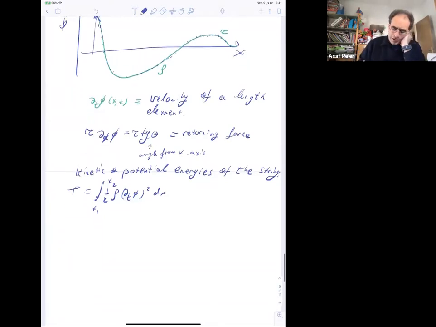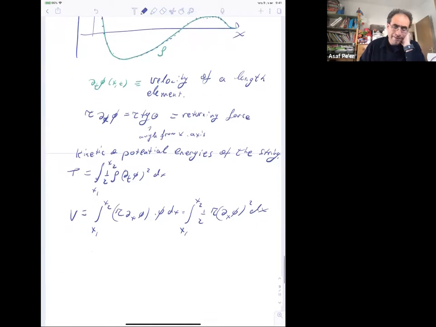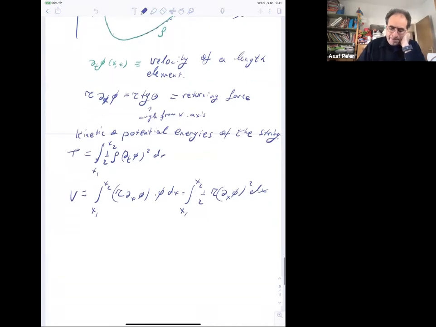And what will be the potential energy? Again, x1 to x2. Now we have tau dx phi as the force, times the length, so it's just an integral from x1 to x2 of 1/2 tau dx phi squared dx.